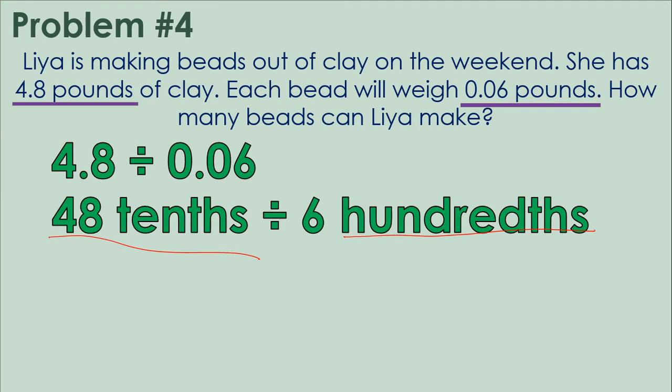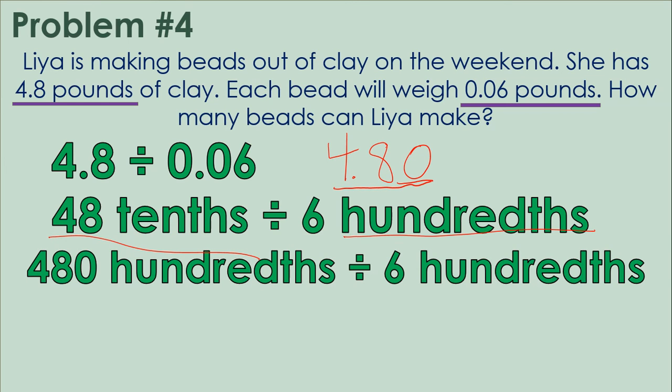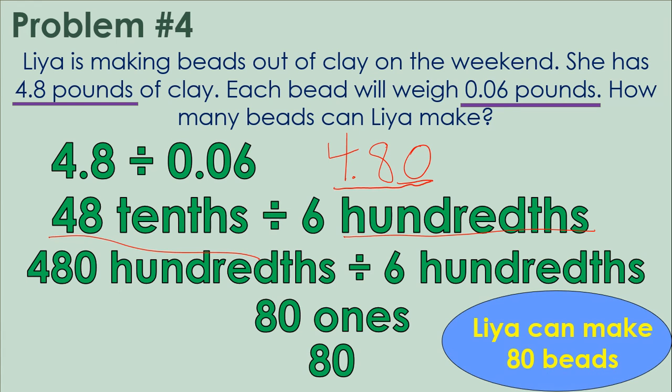So we want to rewrite 48 tenths, which we can see here is 4.8, as hundredths. Here we see there's 0 hundredths. So in the entire number, there's 480 hundredths. Now, because both of these numbers are in the same place value, which is the hundredths place, we can divide the whole number, 480 divided by 6, which is 80, and hundredths divided by hundredths is ones. So 4 and 8 tenths divided by 6 hundredths is 80. Liya can make 80 beads.